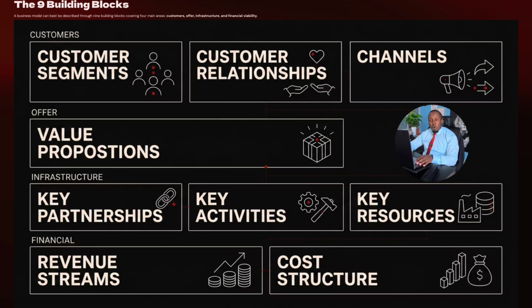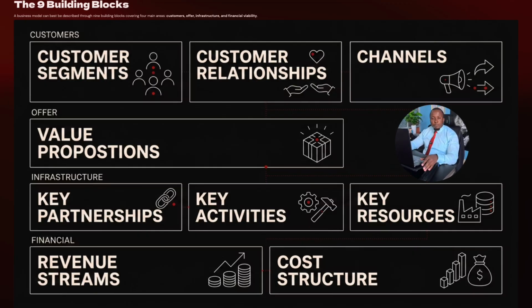Next, we have offer. Offer is simply defined as the value proposition in the business model canvas. This is what you're offering to your customers. After that, we have key infrastructure, or rather infrastructure. Here, you have key activities, key resources, and key partnerships. These are the different resources which you need while running your business. And then finally, we have financial. Under financial, we look at revenue streams and cost structures of a business. Next, we'll look at each and every one of these building blocks to have a better understanding of them.